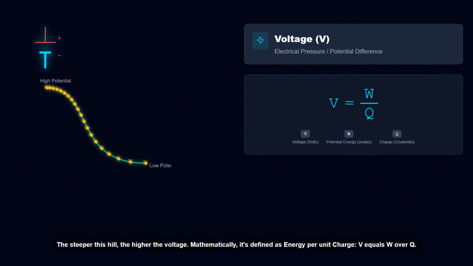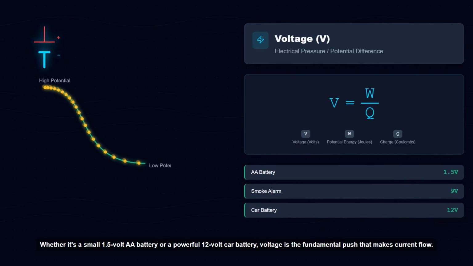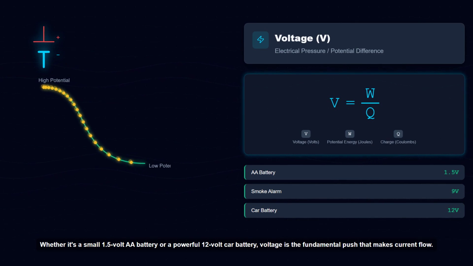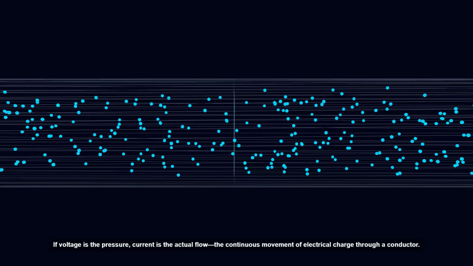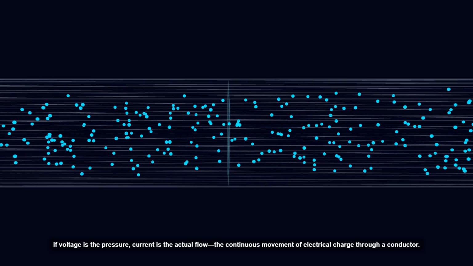Mathematically, it's defined as energy per unit charge, V equals W over Q. Whether it's a small 1.5-volt AA battery or a powerful 12-volt car battery, voltage is the fundamental push that makes current flow. If voltage is the pressure, current is the actual flow, the continuous movement of electrical charge through a conductor.